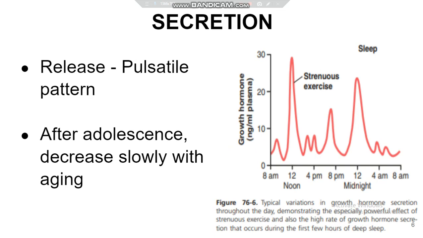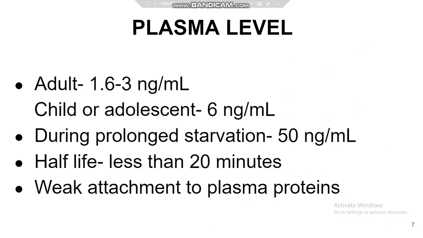After adolescence, it decreases slowly with aging. Secretion during exercise and the first few hours of deep sleep is high. The normal plasma level in an adult is 1.6 to 3 nanogram per ml.